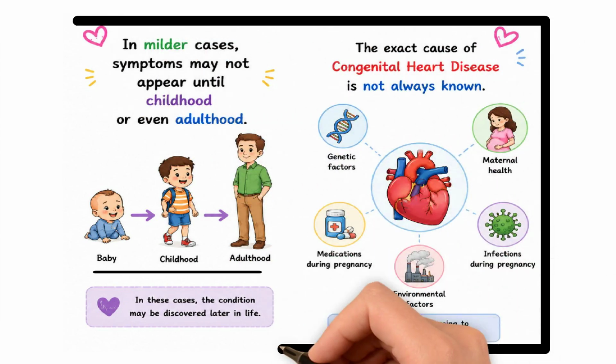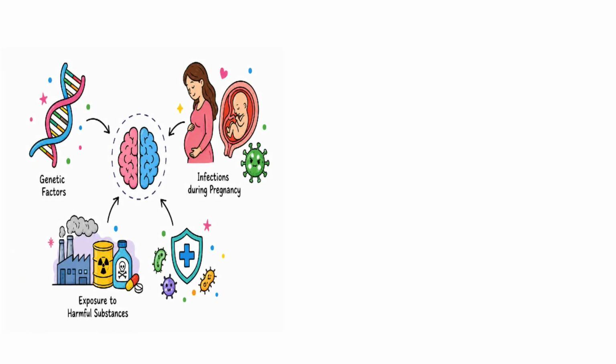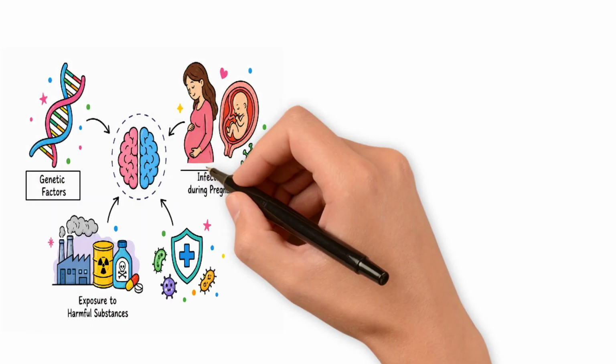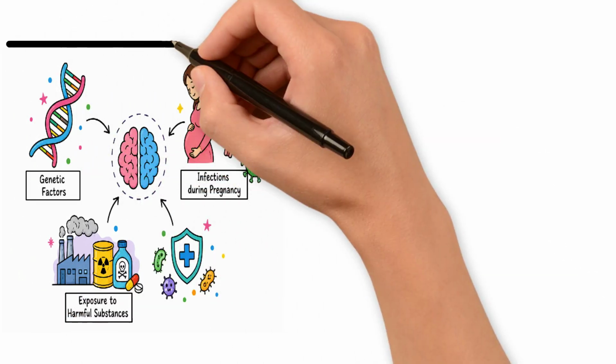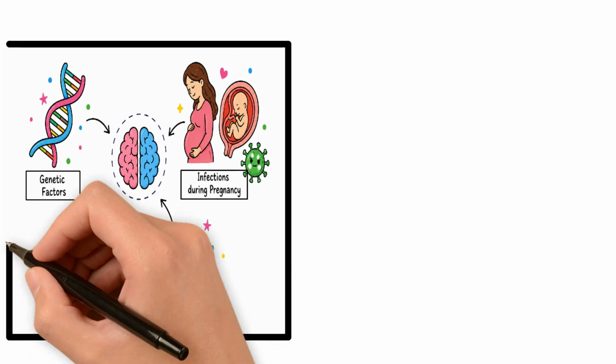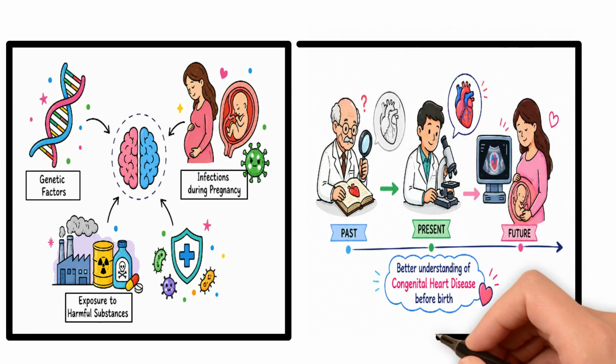The exact cause of congenital heart disease is not always known. However, researchers believe that a combination of genetic and environmental factors can play a role. Certain genetic conditions, infections during pregnancy, exposure to harmful substances, or uncontrolled maternal health conditions may increase the risk.